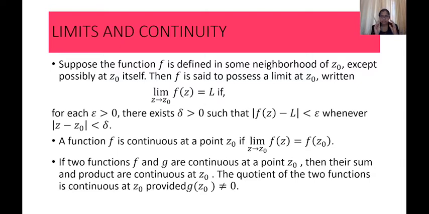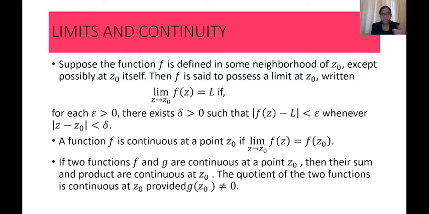It is simple. f of z and L are values in the corresponding w plane, and z and z naught are points in the z plane. When z comes close to z naught, that is, their distance is less than delta, and delta is a very small quantity, what should happen? f of z should also approach L. Then we say that the limit of f of z is L. So z tending to z naught gives f of z tending to L.